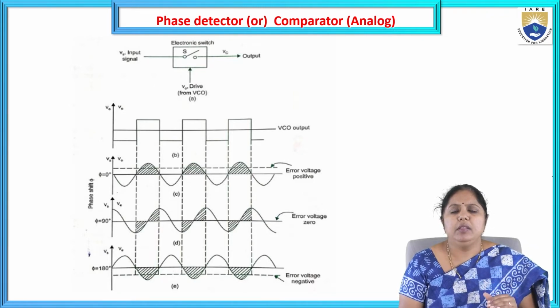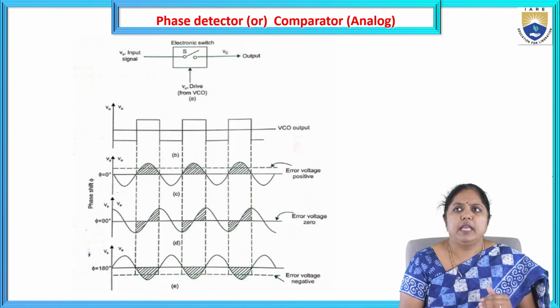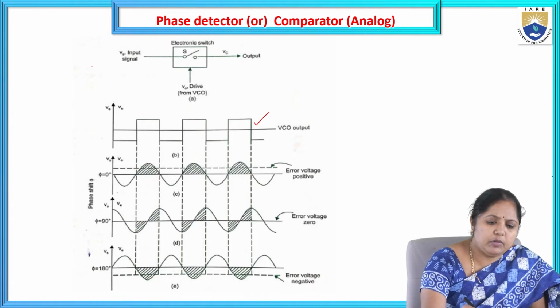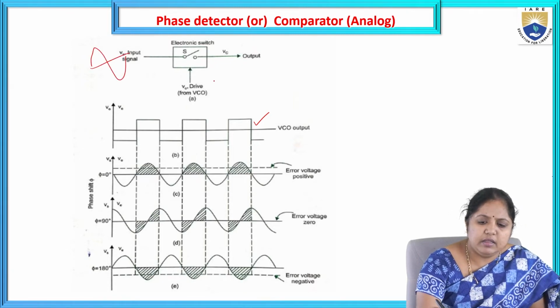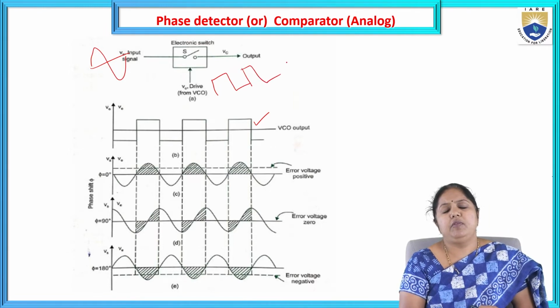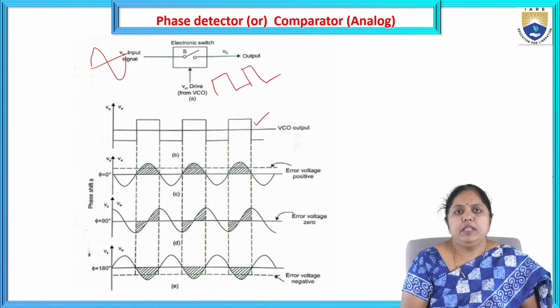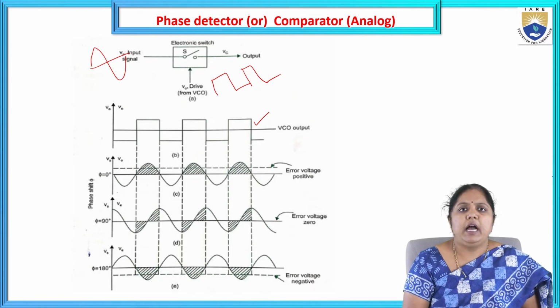Here I am giving the input signal as a sinusoidal signal and the VCO output is a square wave. For both the digital phase detector and the analog phase detector, the VCO output is a square wave only. The only thing that changes is the type of input. For an analog phase detector, I need to give an analog input signal here, right?